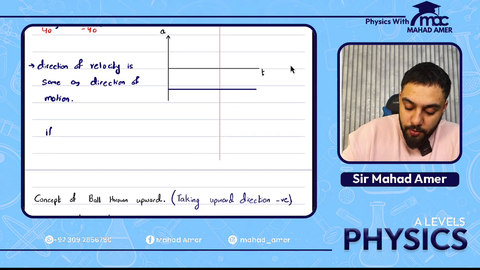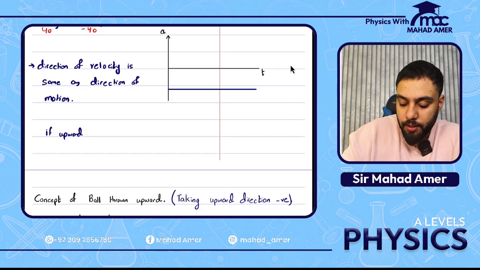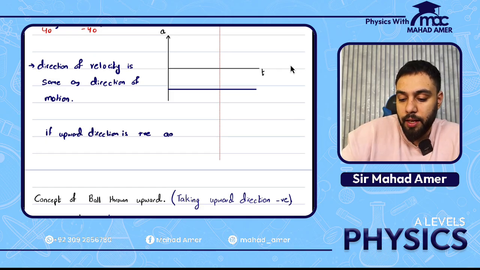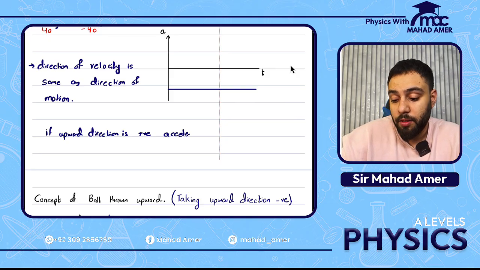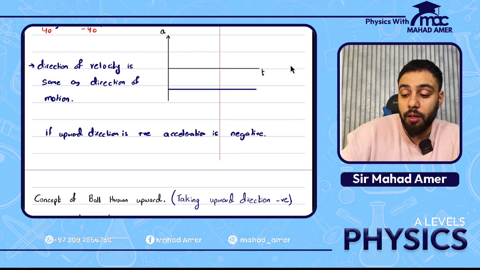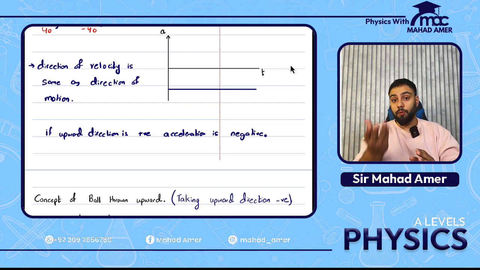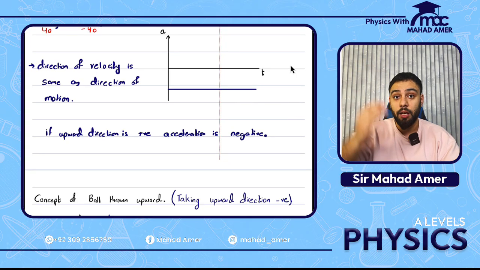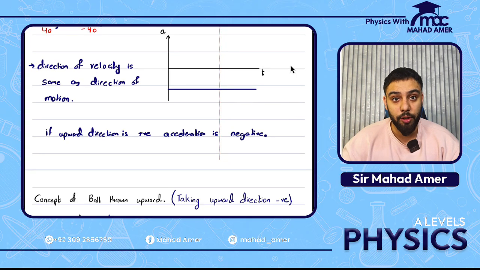So if the upward direction is positive, acceleration is negative. This is very important because in the previous lesson we did this as well. We threw a ball upwards, and we took acceleration as negative 9.81. That was the gravity value. So in usual scenarios, we always take acceleration as negative when we're going up, and that is it. I'm pretty much hoping that this makes sense.